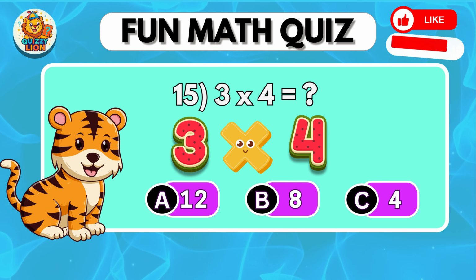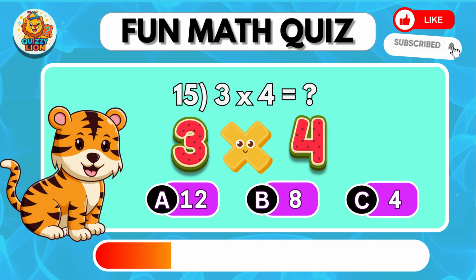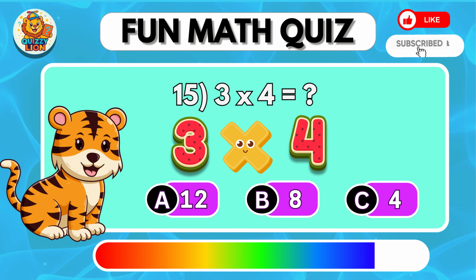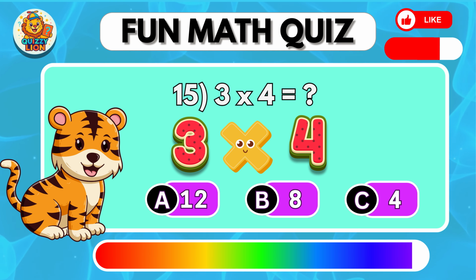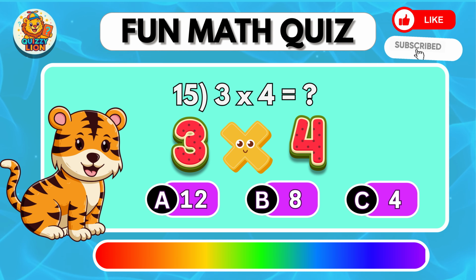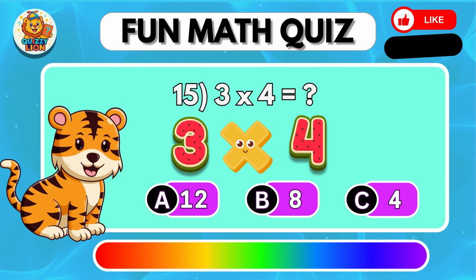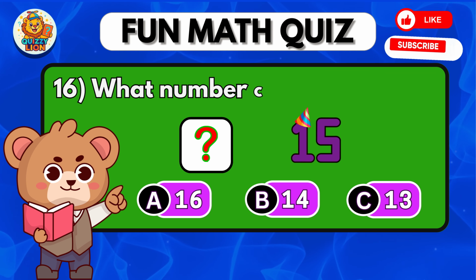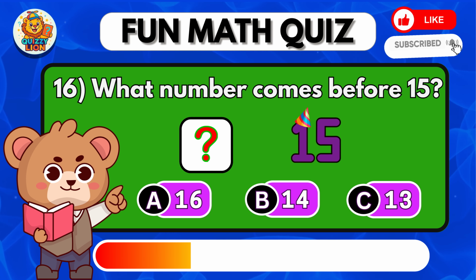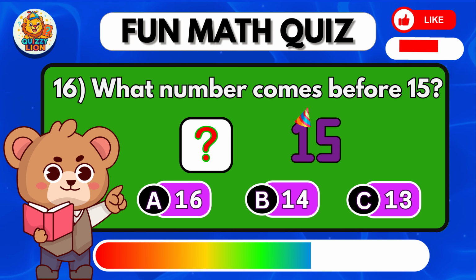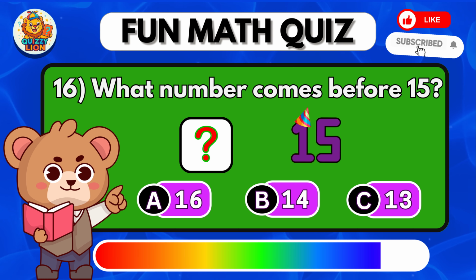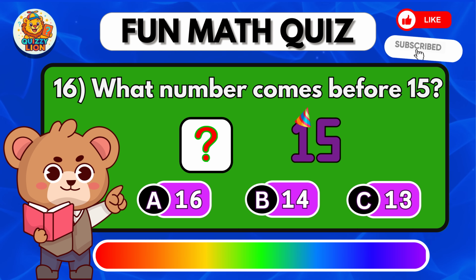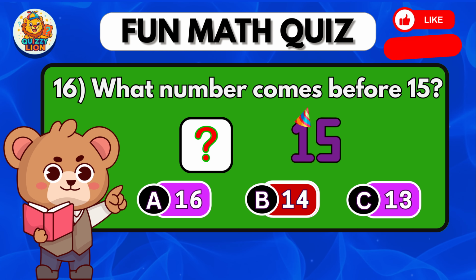3 multiplied by 4 equals what? Correct, it's 12. What number comes before 15? Correct, it's 14.